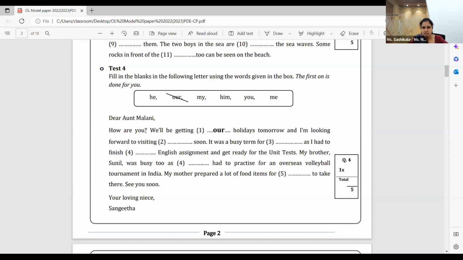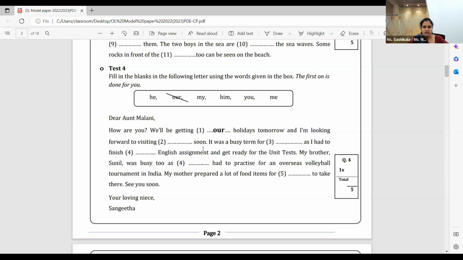It was a busy term for me as I had to finish. So you have to use "me" here because I'm the one who is continuing the sentence, right? It was a busy term for me as I had to finish English assignment. Whose English assignment is that? It should be "my" English assignment because I'm writing here.